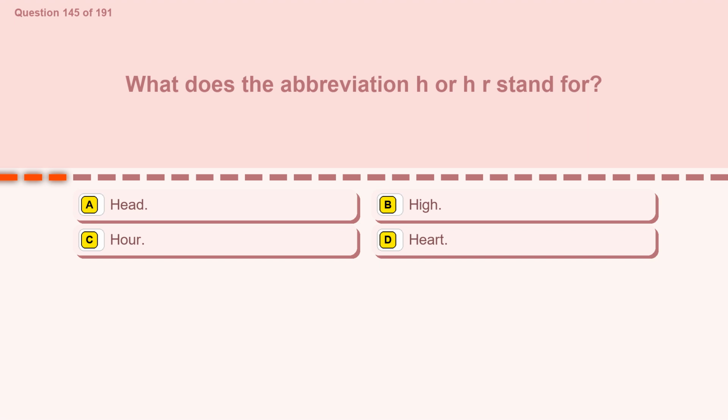Question 145. What does the abbreviation H or HR stand for? Option A, head. Option B, high. Option C, hour. Option D, heart.